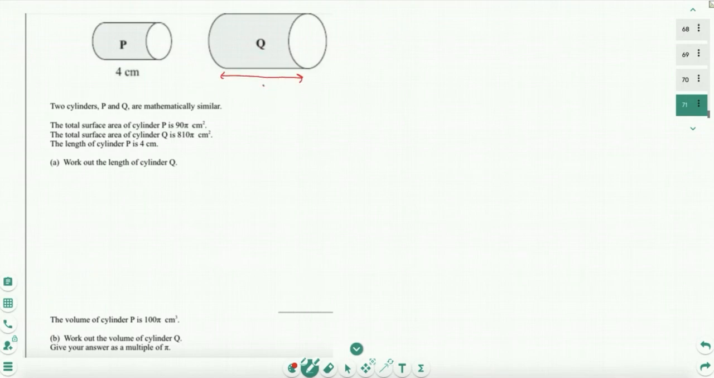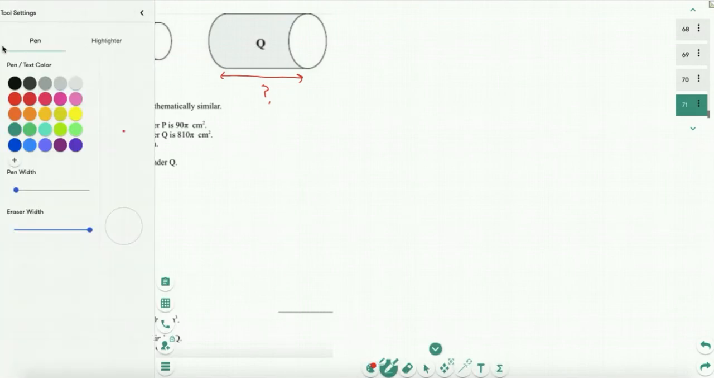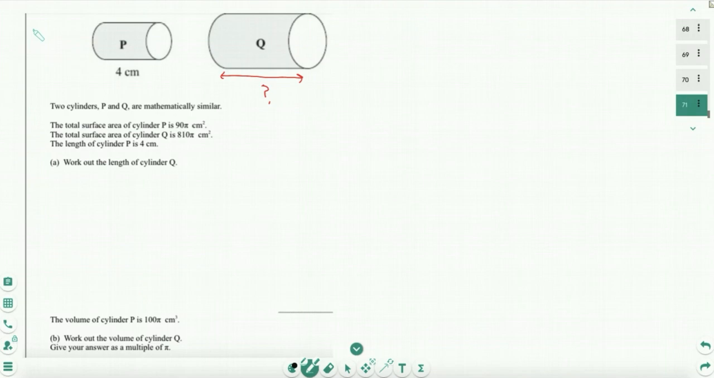Okay. So I have two shapes. They're mathematically similar. There's information about the lengths, and there's information about the areas. So we're definitely going to be using scale factors in this question, and that's how I know. Let's first label all our information. I'll do it in black. So the area of cylinder P is 90 pi, and the area of cylinder Q is 810 pi.